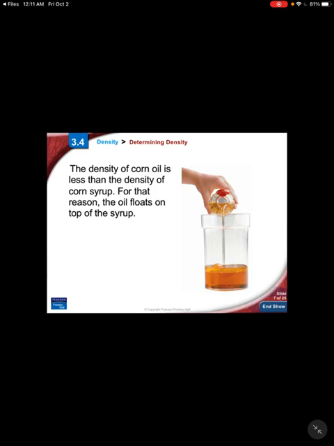Oil floats on water. Corn oil floats on corn syrup, which is a lot of sugar dissolved in water. And that increases the density of the water so that water would not float on corn syrup, whereas the corn oil would float on it. You can make things with 3, 4, and 5 layers by exploiting the density of different liquids.